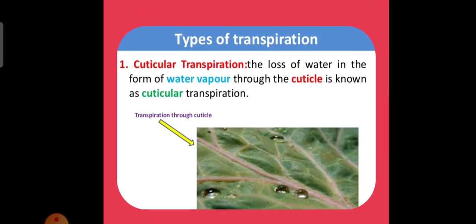What are the types of transpiration? Number 1 is cuticular transpiration. The loss of water in the form of water vapor through the cuticle is known as cuticular transpiration. Cuticle is a thin layer outside the epidermis.